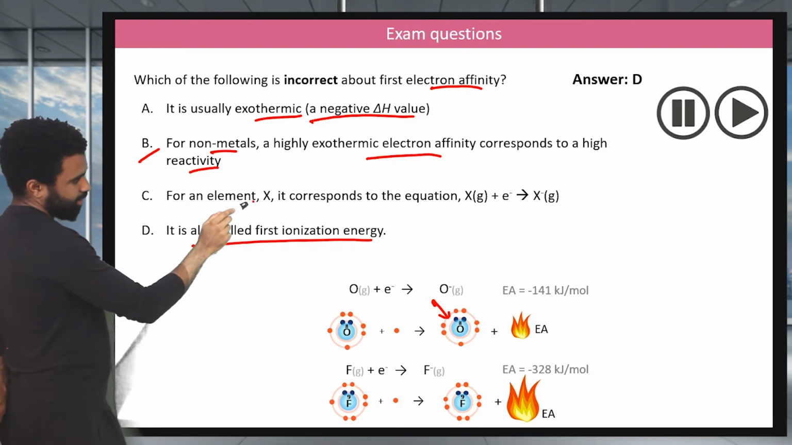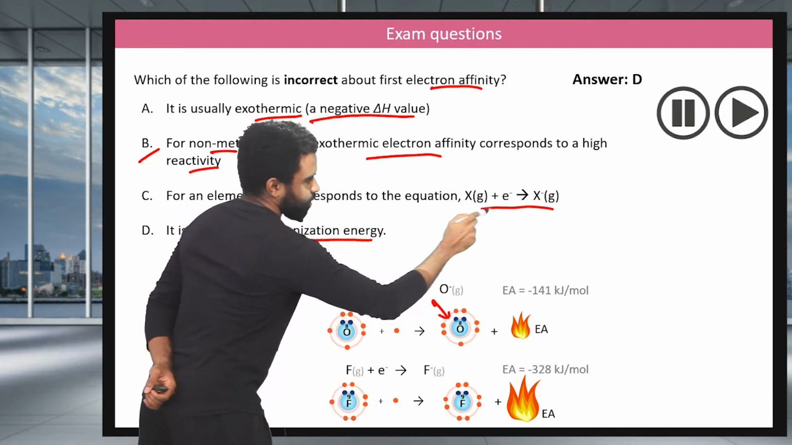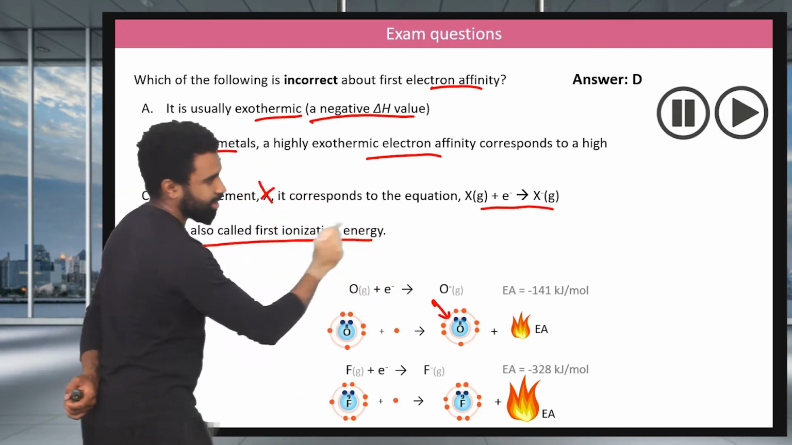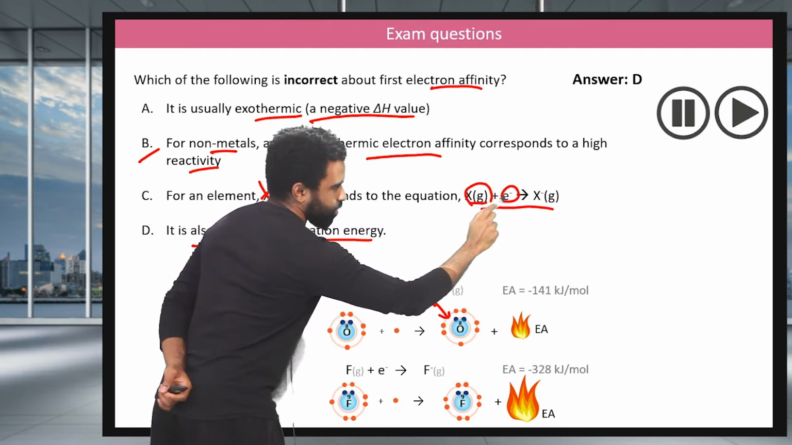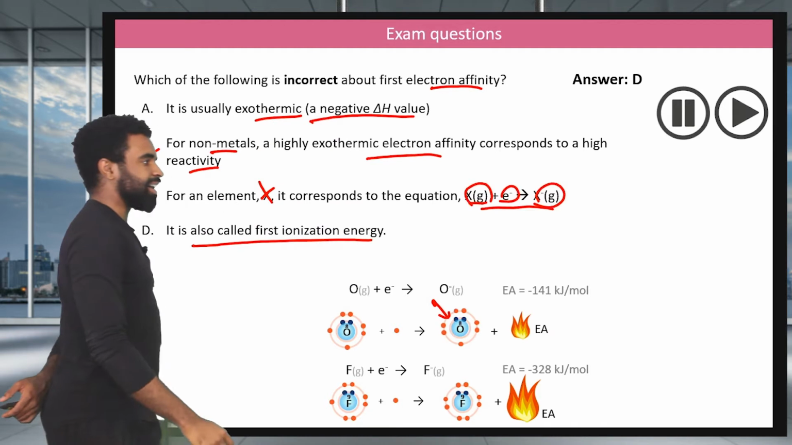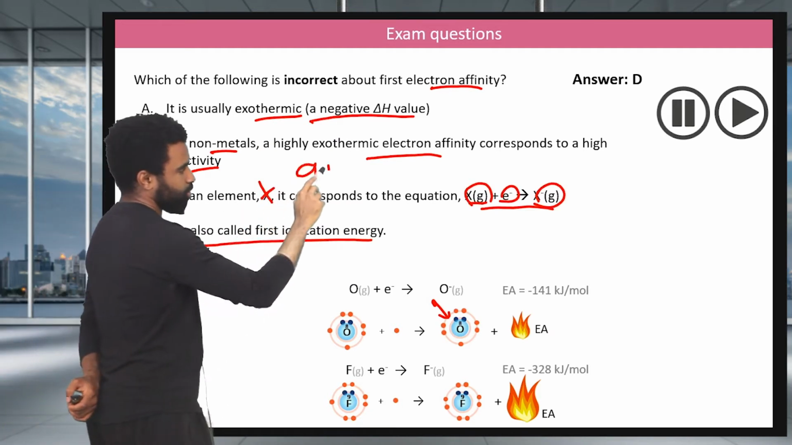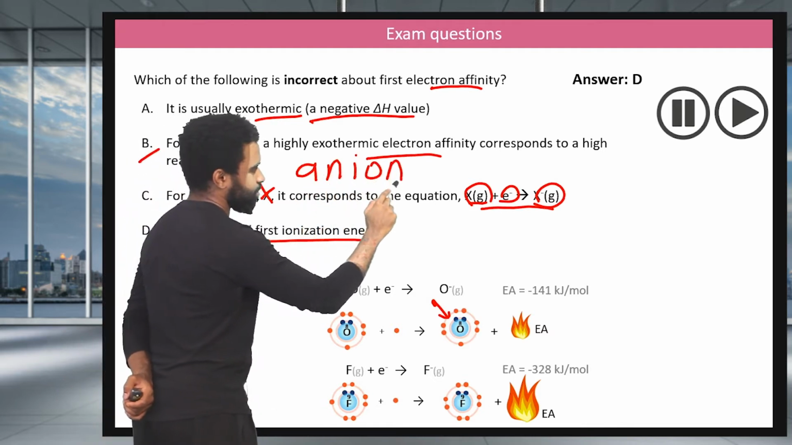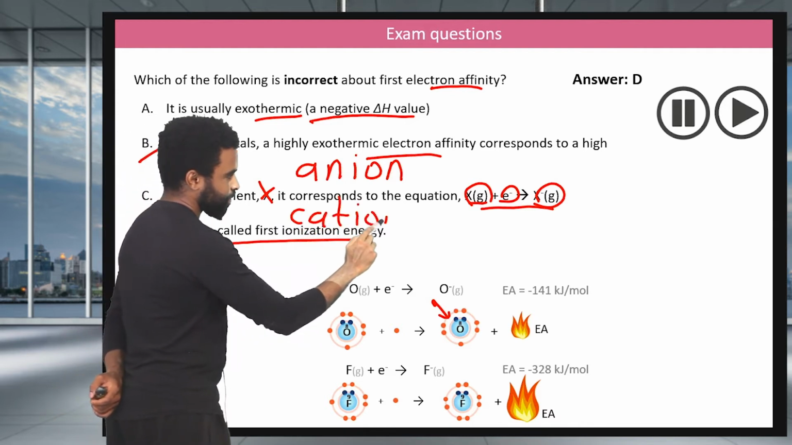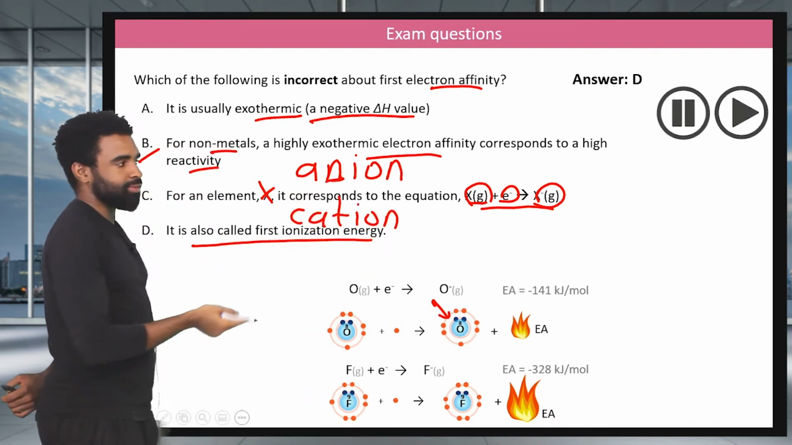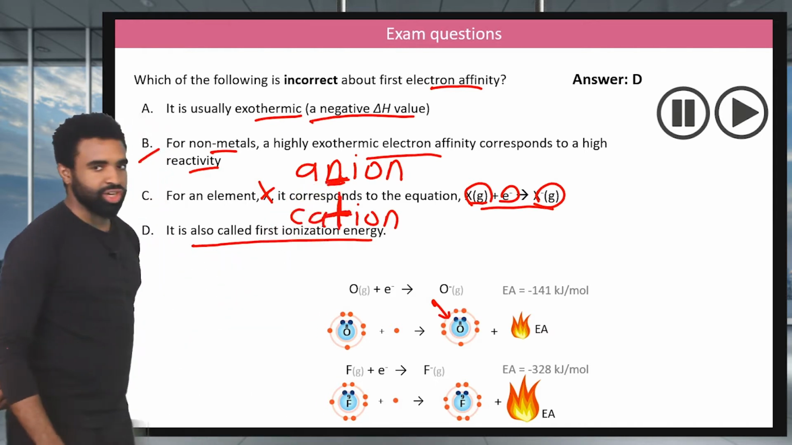Finally, we had said that for an element, the relevant equation, if we just take any random element, call it X, is a gaseous neutral atom gains an electron to form a singly negative anion. I've been using the terms anion and cation. Hopefully you know what those are, and you remember how to remember what they mean. The N here you can think stands for negative, so this is a negatively charged ion. And the T here looks like a plus, so this is a positively charged ion.